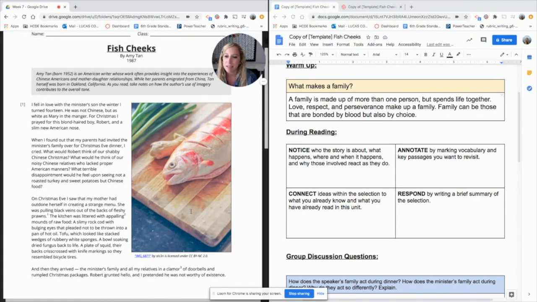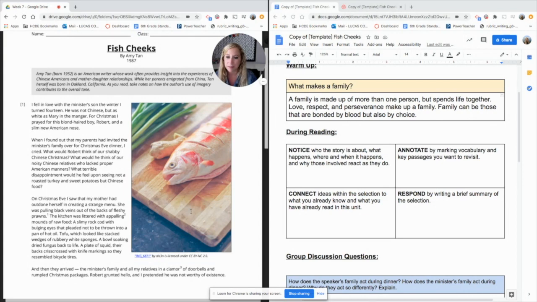I fell in love with the minister's son the winter I turned 14. He was not Chinese, but as white as Mary in the manger. For Christmas, I prayed for this blonde-haired boy, Robert, and his slim new American nose. When I found out that my parents had invited the minister's family over for Christmas Eve dinner, I cried. What would Robert think of our shabby Chinese Christmas? What would he think of our noisy Chinese relatives who lacked proper American manners? What terrible disappointment would he feel upon seeing not a roasted turkey and sweet potatoes, but Chinese food?